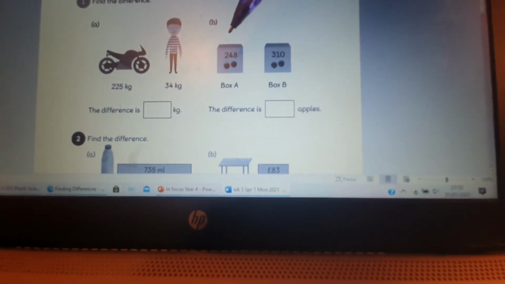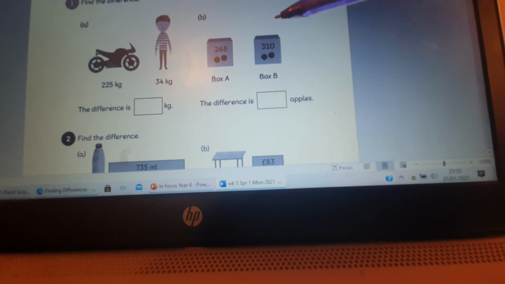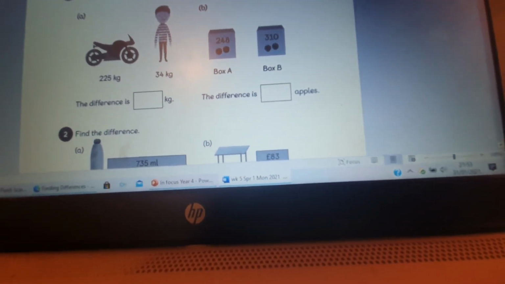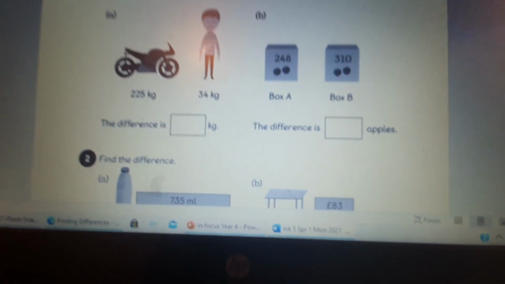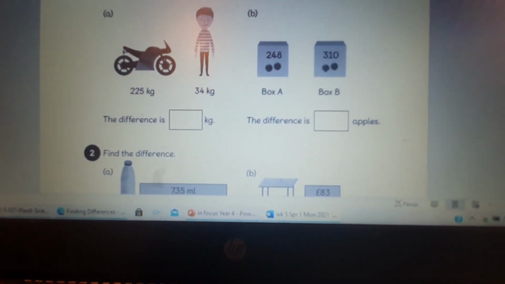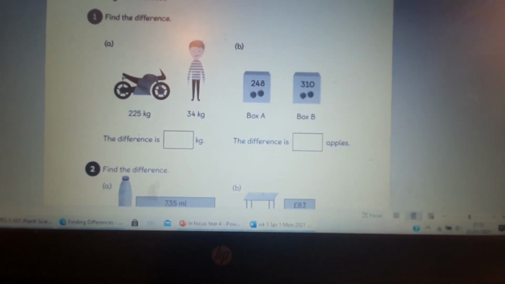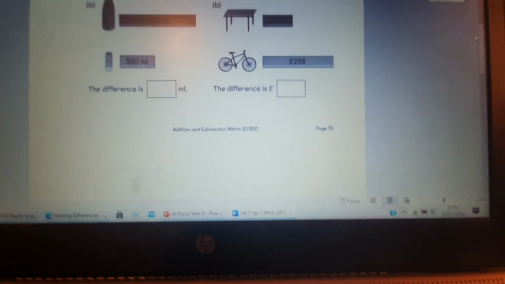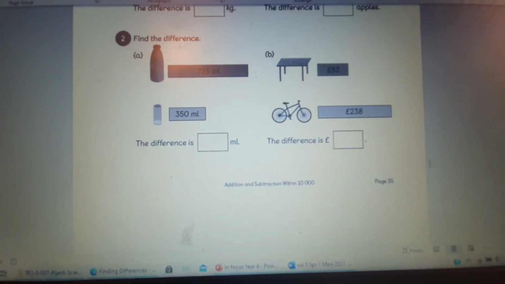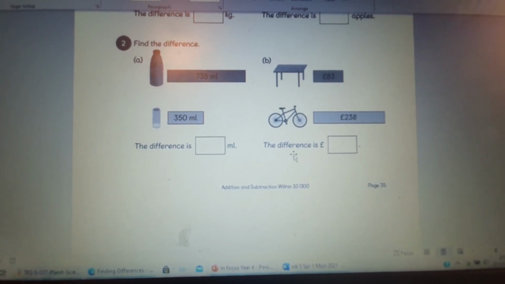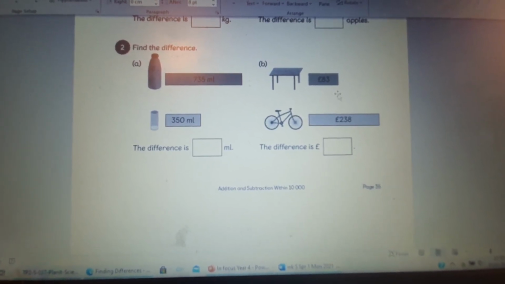B, so box A is 248 and box B 310. So would our calculation be 248 subtract 310? No. Biggest number first, isn't it? So it'd be 310 subtract 248. And again, we've got 2 more questions there. So find the difference in millilitres, and this one, find the difference in pounds. So just be careful what number you use first.